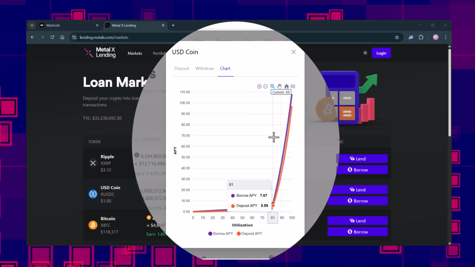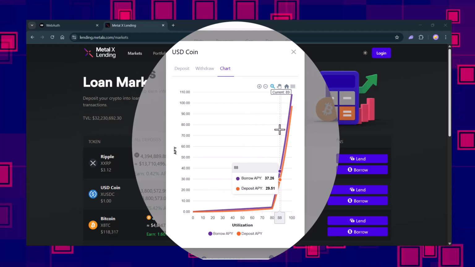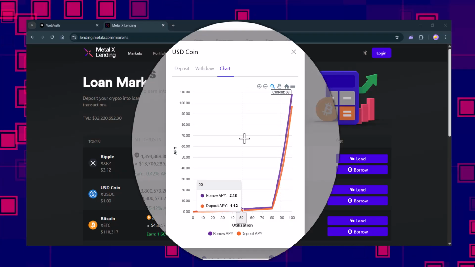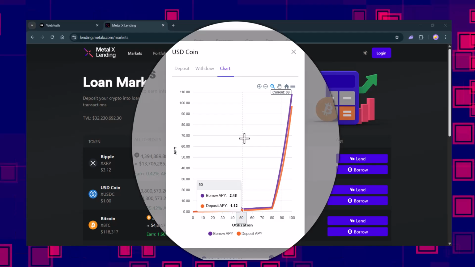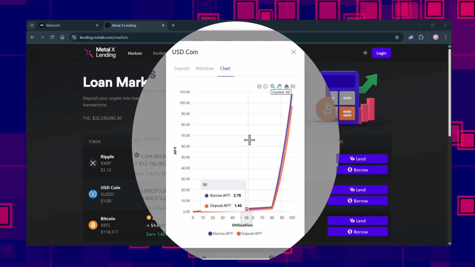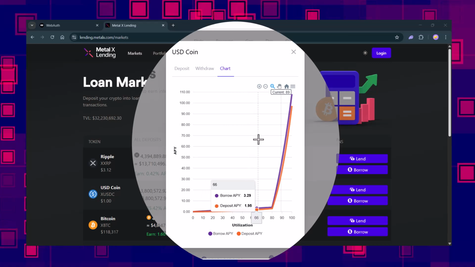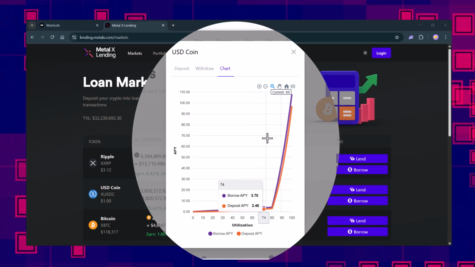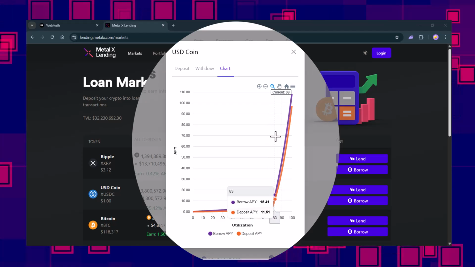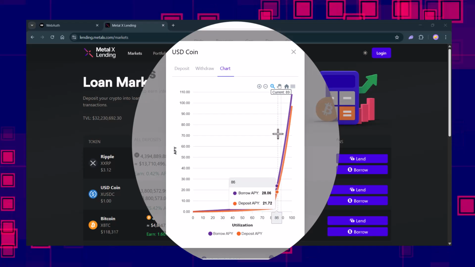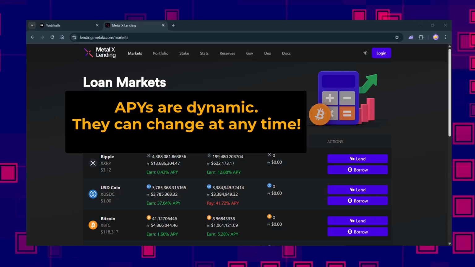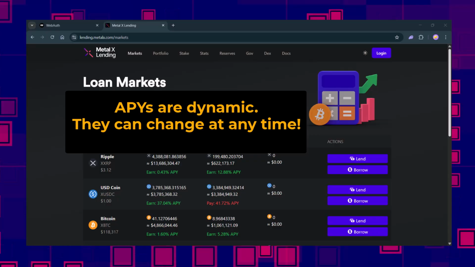And here's a really important point. APYs are variable and change in real time based on market conditions. Loan token rewards can change, and utilization rates are always shifting. So if you're lending tokens, you should regularly check if the return is still worth it. And even more critically, if you're borrowing, you really need to keep an eye on the APY. You might start with an APY where you're earning rewards, but if demand spikes or deposits drop, utilization could shoot up, and suddenly you're paying a high rate on your borrowed tokens. So just remember, APYs are dynamic. They can change at any time.